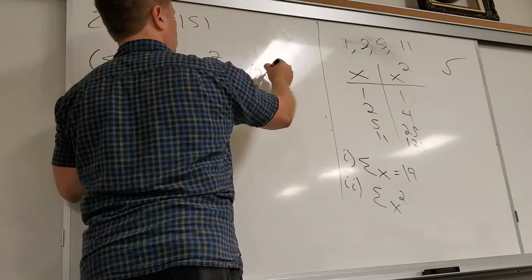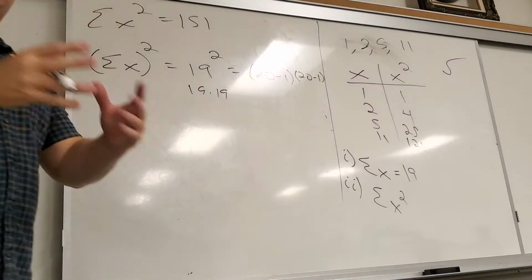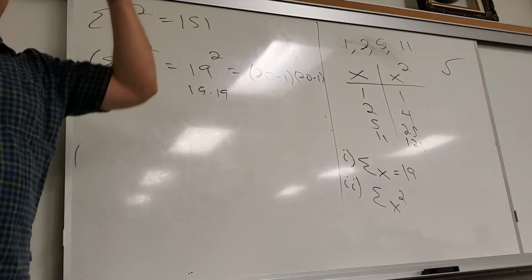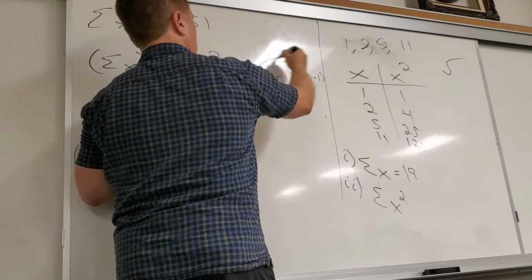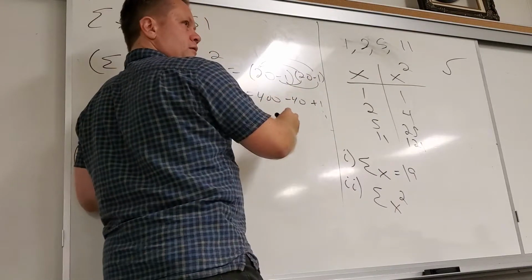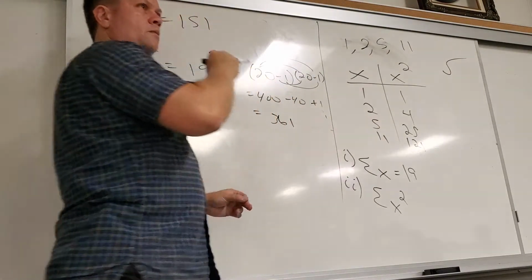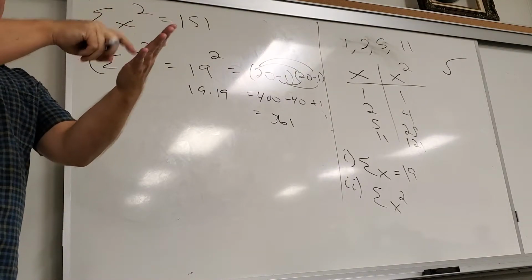Isn't 19 20 minus 1? Right? 19 is 20 minus 1. Ooh, amazing, Jeff. But then can't I do 400 minus 20 plus 1? So this is 361. Anyone want to check me?